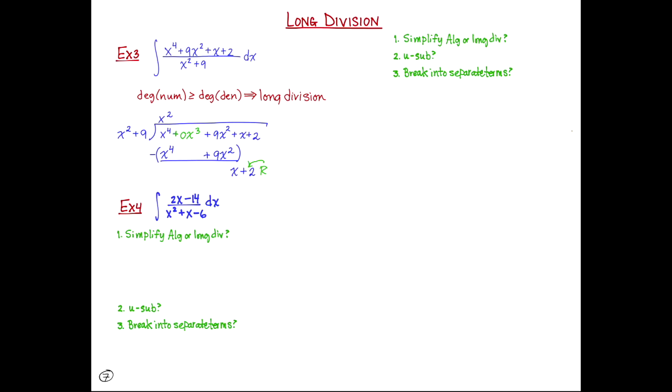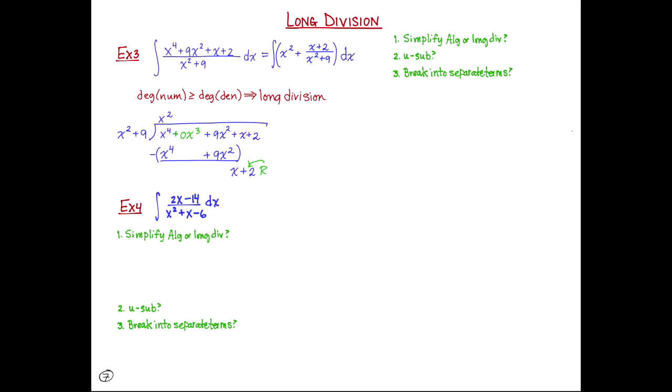Okay, so we can rewrite this as the integral of x squared plus our remainder, so plus x plus 2 over x squared plus 9, dx.